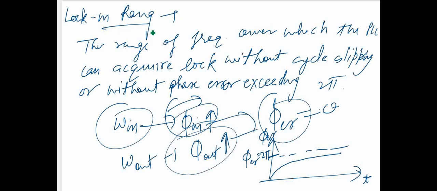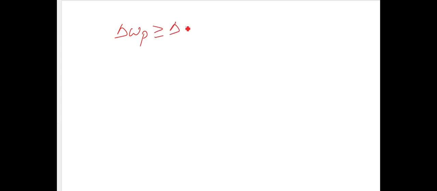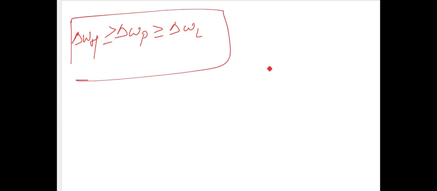And in the second case, what is the pull-in range? If your PLL acquires lock with or without cycle slipping, if it is locked here or here, that is called pull-in range. So what is it telling? That your pull-in range delta omega p is greater than the locking range, so it has more range, because it includes both phase error exceeding 2 pi and not exceeding 2 pi. So del omega p is greater than or equal to the locking range, and your del omega holding range is greater than all of these three.